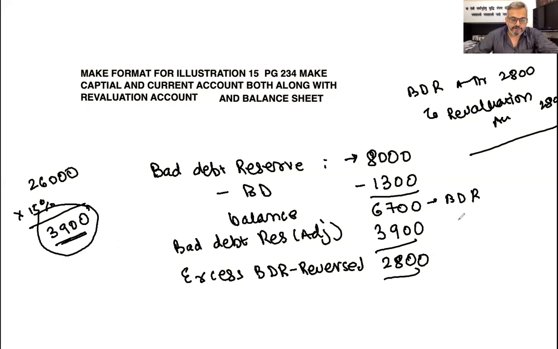This we have to reverse. When we create bad debt reserve, it is profit and loss to bad debt reserve. When we reverse it, it becomes bad debt reserve to profit and loss. But here we don't have profit and loss. We have revaluation account. So we transfer it to revaluation account. Got it? Yes, sir. Thank you. Okay. Now, let's go back to our Excel.